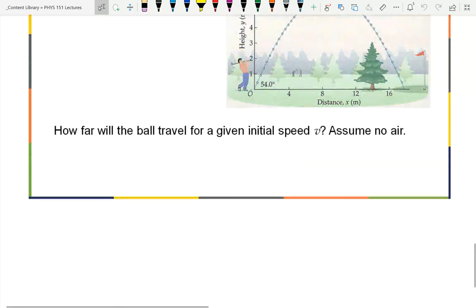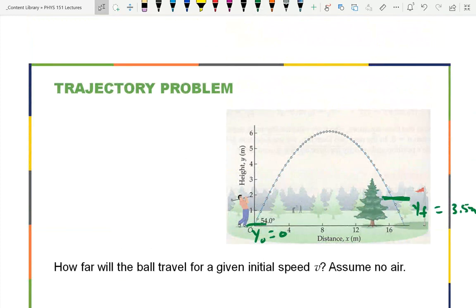Sure. It doesn't matter to me. So I'm just going to do that. I'm just going to say that you end at y final is equal to, let's say, 3.5 meters, and y initial equals 0. I need to define my x and y directions.